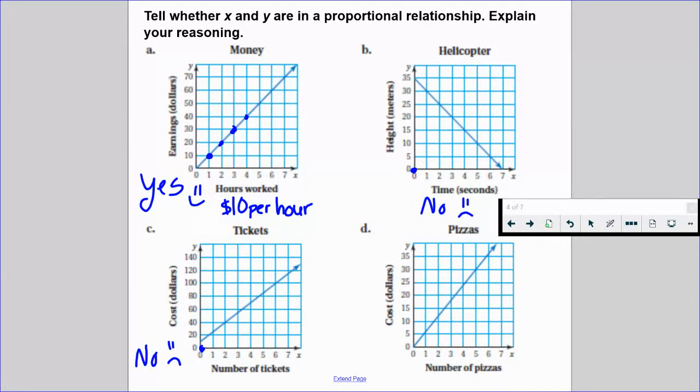And now let's look at part D. We're talking about pizzas. Pizza, pizza, pizza. We're looking at the y-axis as the cost in dollars, and the x-axis as the number of pizzas. Well, we want to look at it and say, okay, is it a line? Yes. Does it go through the origin? Yes, it does. So part D is proportional. And if we wanted to analyze this graph and come up with a relationship, let's look at the coordinate points.